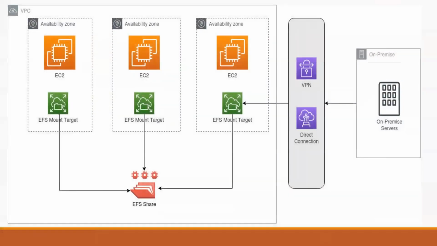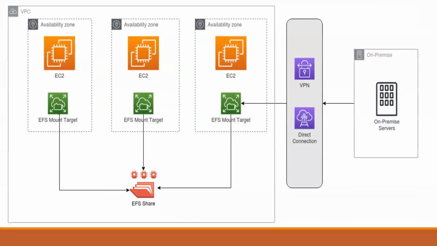This would basically be an architecture diagram for understanding. You have 3 availability zones in this VPC, and in these 3 availability zones, I have mounted my EFS. And you can also mount your EFS share from an on-premises server with the help of VPN and Direct Connect.